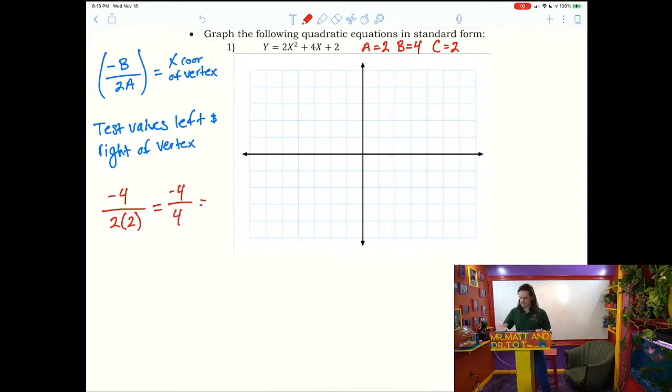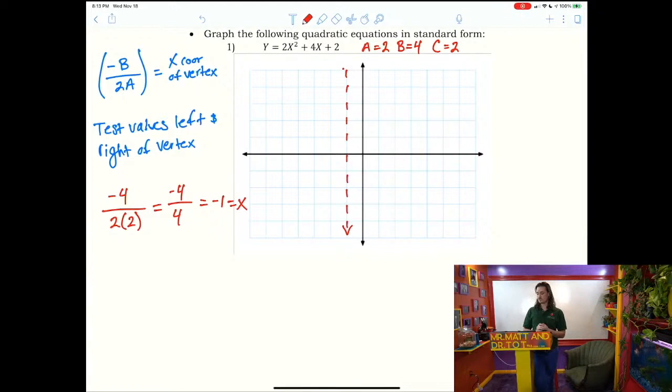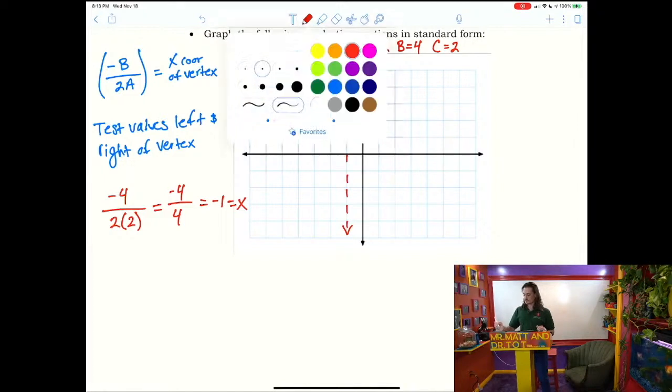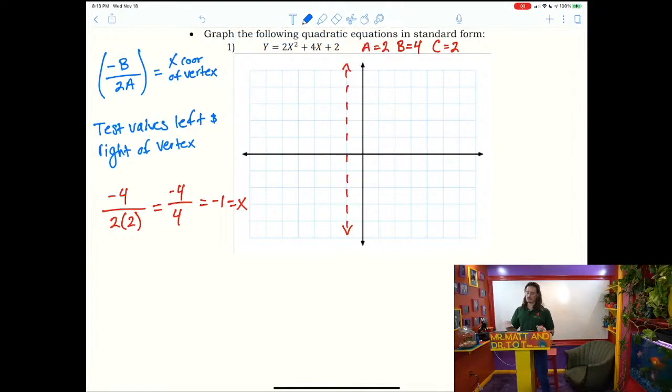So I'm going to sketch in a dashed line. I know this is a U-shaped graph because it's a quadratic. This U-shaped graph is going to be symmetric around this line, x is equal to negative 1. So now I'm going to test a few different points. I'm going to write out a chart, and I'm going to go a little bit to the left of negative 1, so I'm going to go negative 3. I'm going to include negative 1, and then I'm going to go a little bit to the right of negative 1, so I'm going to go to positive 1.